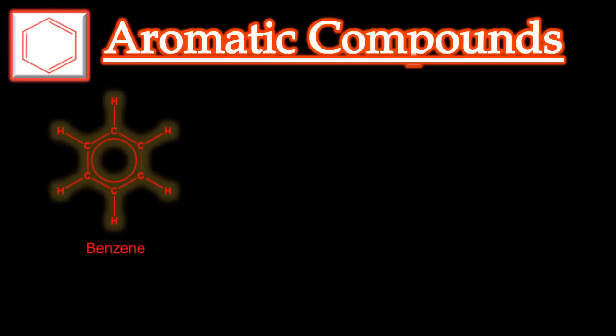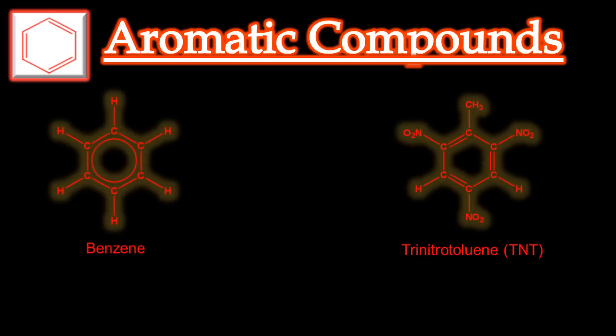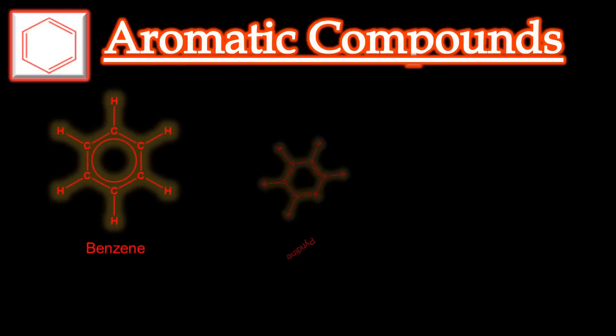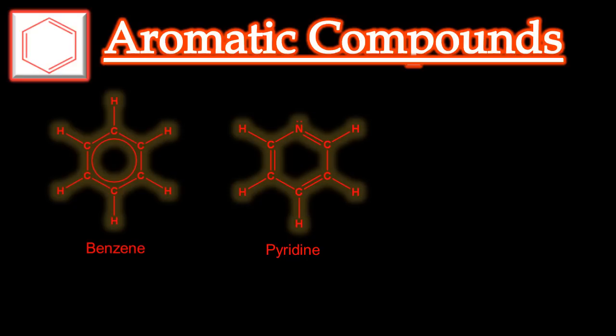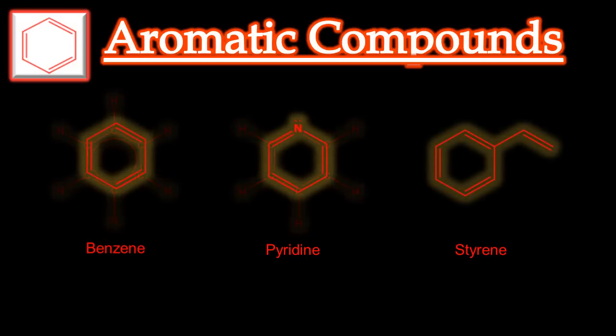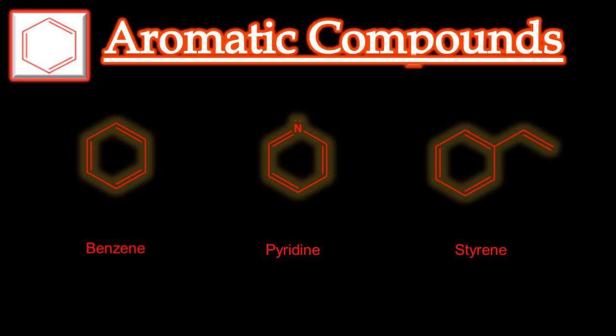Additional examples of aromatic compounds include trinitrotoluene, shown here. Notice that it has three nitrogen-containing groups, showing that non-hydrocarbon compounds can be aromatic as well. Other examples include pyridine, which also contains nitrogen, but it's part of the ring structure, and styrene, which possesses an alkene group as well.